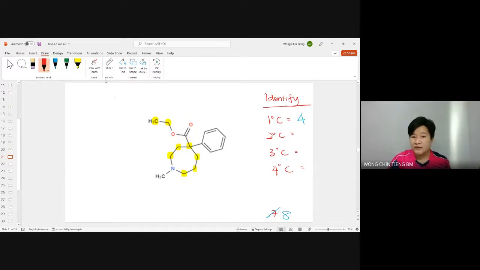And the rest of the carbon we cannot classify because it is a double bond, here double bond, all of these double bond. And this one we cannot classify because the carbon is not bonded to any carbon. So this one we also cannot classify. So I have 8 carbon in total. And class, how many primary do I have?